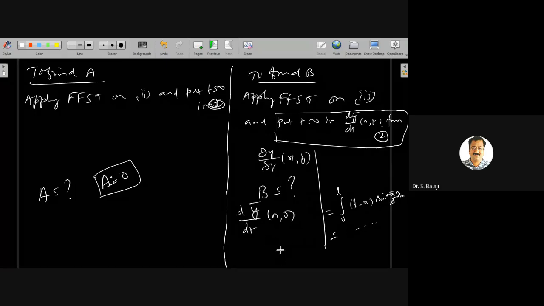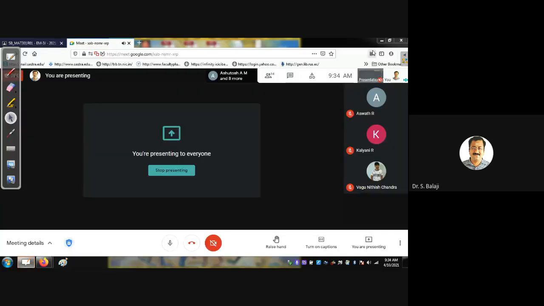We can get the result dy bar by dt of n comma 0. What about this integral value? Integral of (L minus X) sin(n pi X by L) dx. Sir, L square by n pi. L square by n pi, yeah, very good. Anybody have a different answer? No.